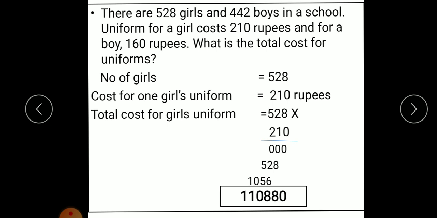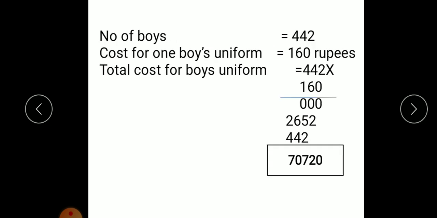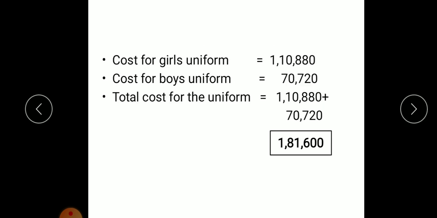And the total cost for girls' uniform is 1,10,880. So you have to add these two numbers: 1,10,880 plus 70,720, so that you will get 1,81,600. So this is the total cost for the uniform.